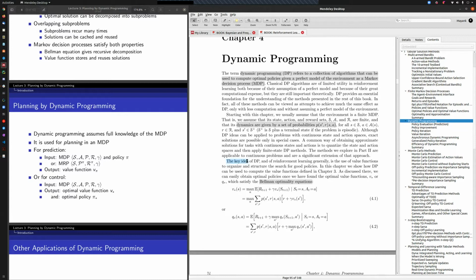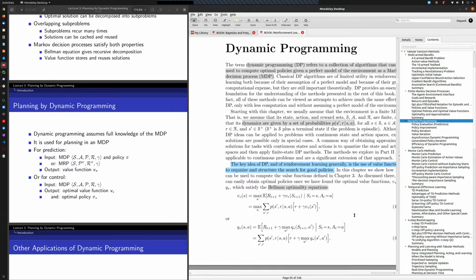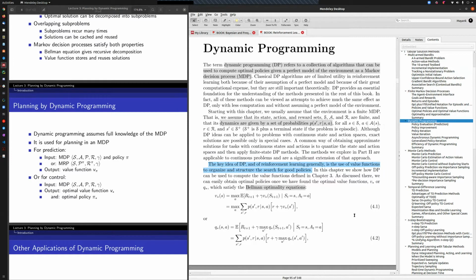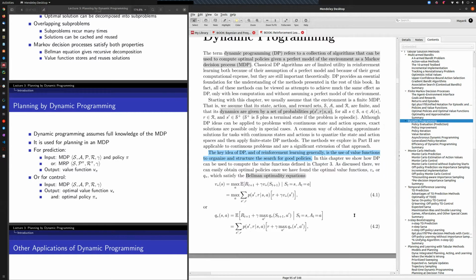In the text you can see this line here, which I have highlighted. Try to zoom in. The key idea of DP and of reinforcement learning generally is the use of value functions to organize and structure the search for good policies. So that's what we are doing here.